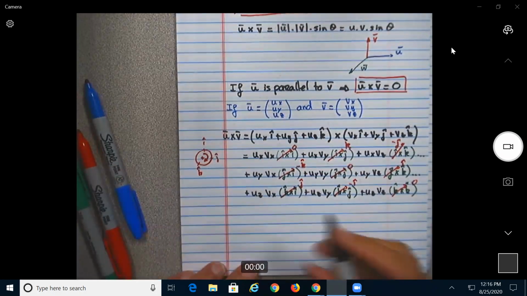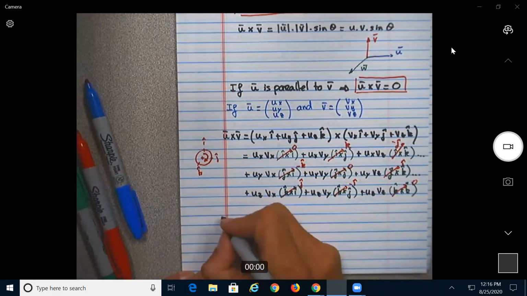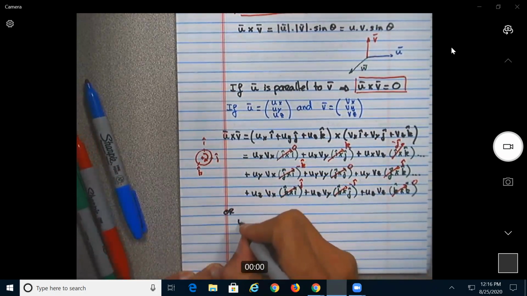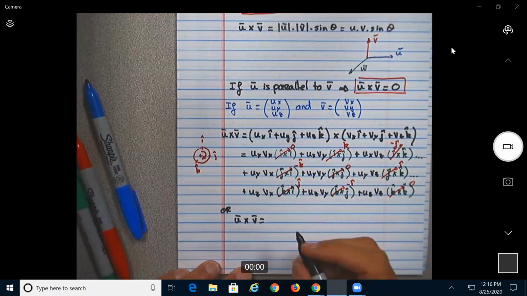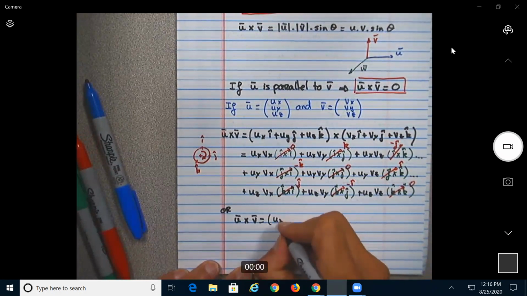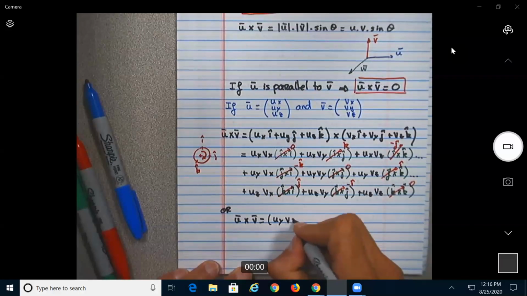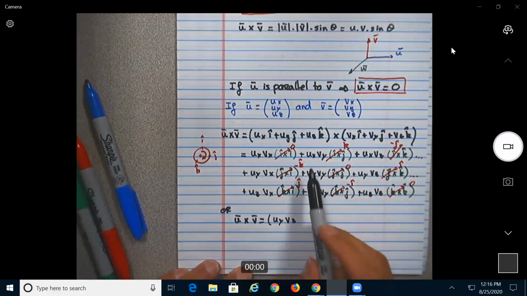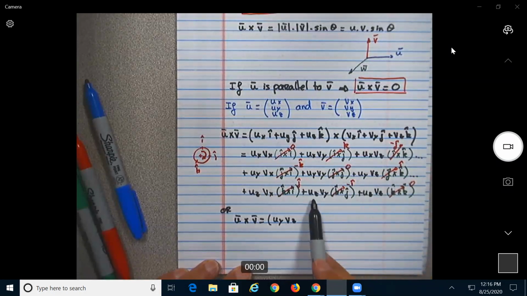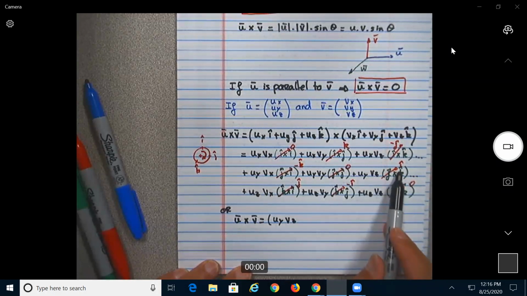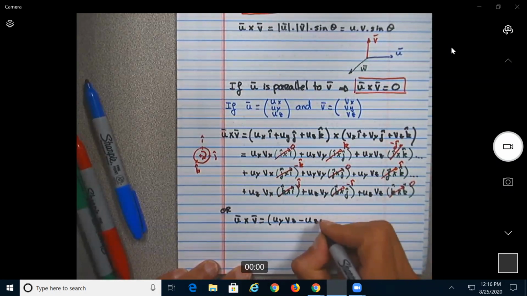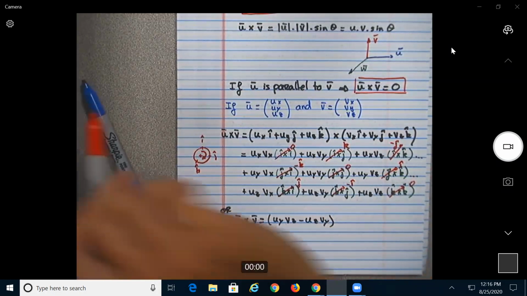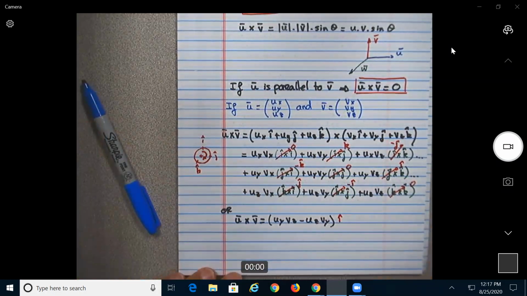So we can rewrite this as what? We are going to simplify it very, very quick. Which one is the I? So I will be Uy Vz. Where are the I's? Uy Vz I, minus Uz Vy. This will be for I.